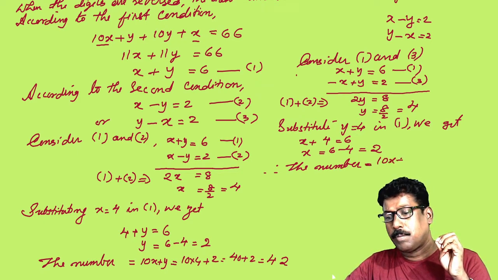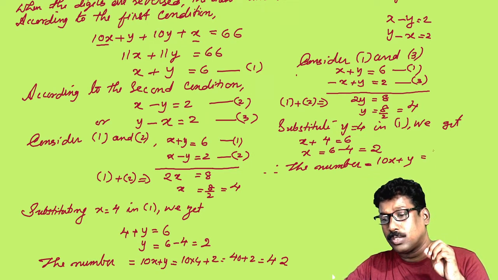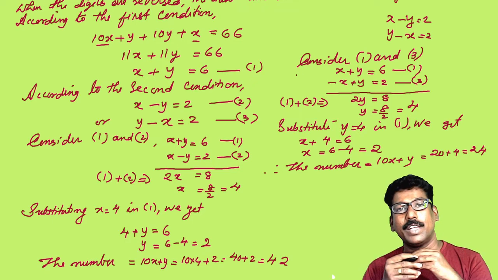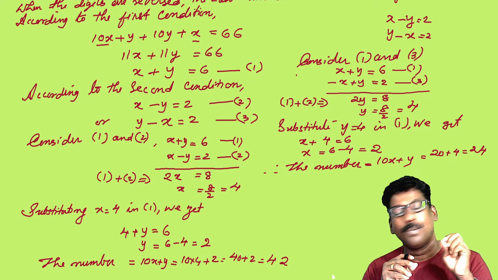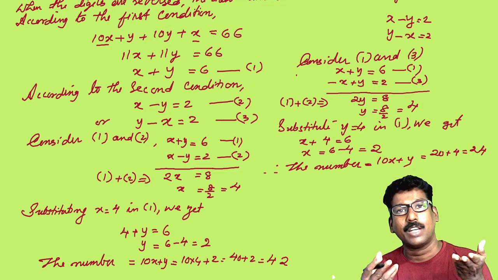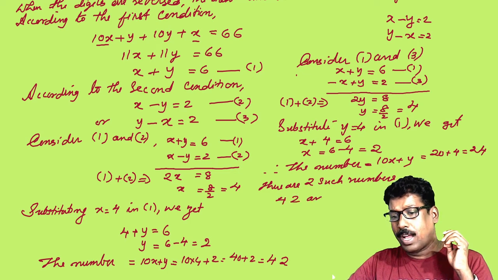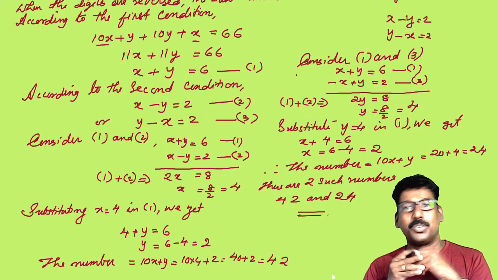Therefore, the number is 10x plus y, which is equal to 10 into 2, that is 20, plus y means 4, that is 24. Therefore, here in this question you will get two numbers, that is 42 or 24. So you can write the conclusion as there are two such numbers, 42 and 24. So the question is over.